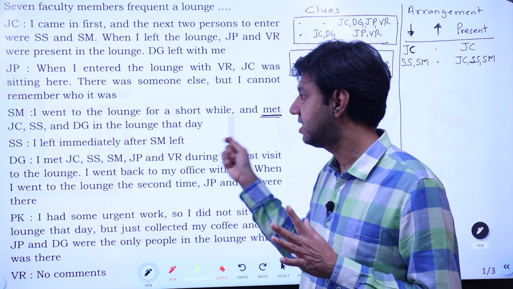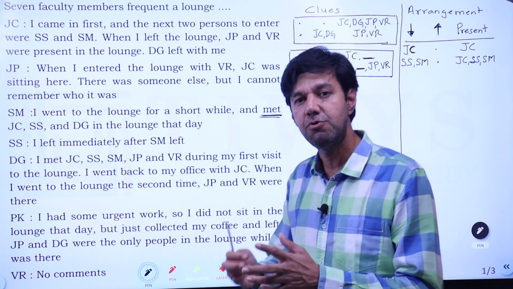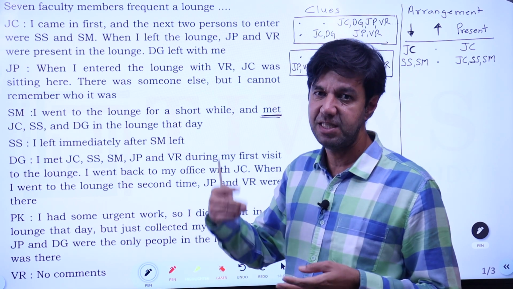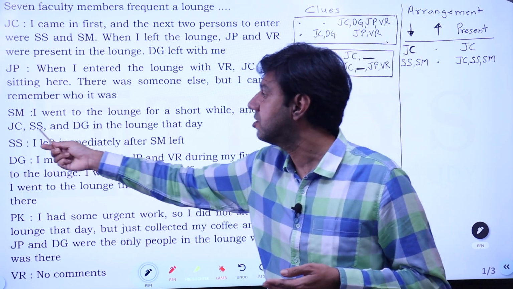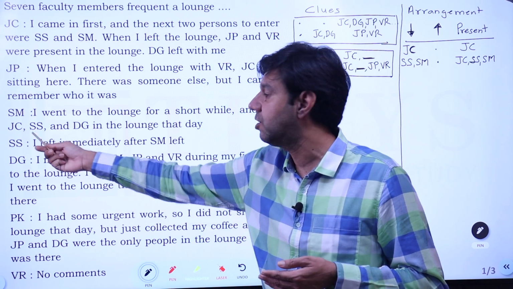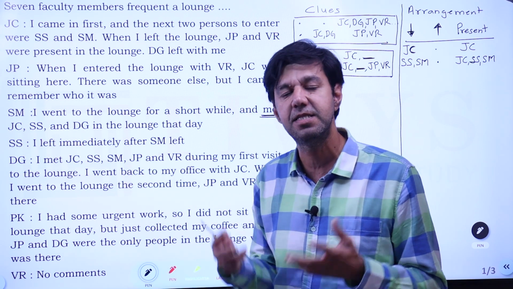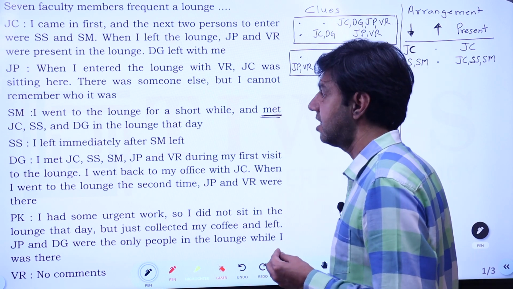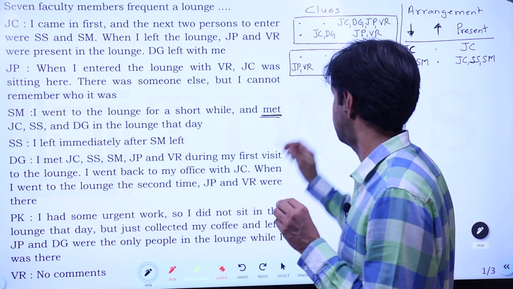It doesn't mean these guys are present. It is: he went to the lounge, and in the lounge he met these people. So these people could be present from before, or it is possible that SS or DG or JC might have come later on and this guy has met him. So it's just about meeting, right? Therefore I said it's a little difficult to interpret these clues sometimes.